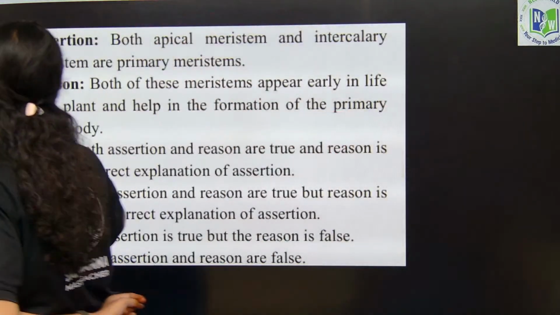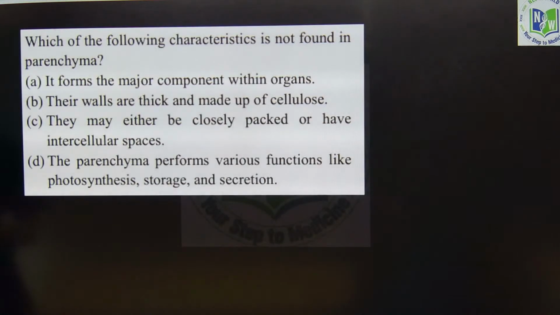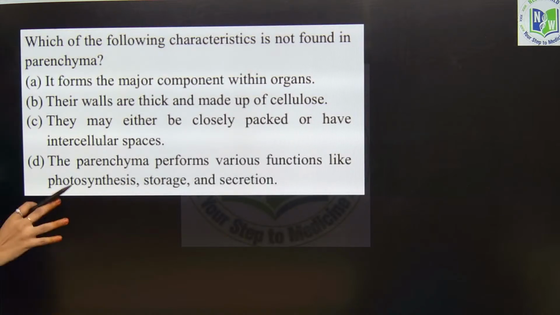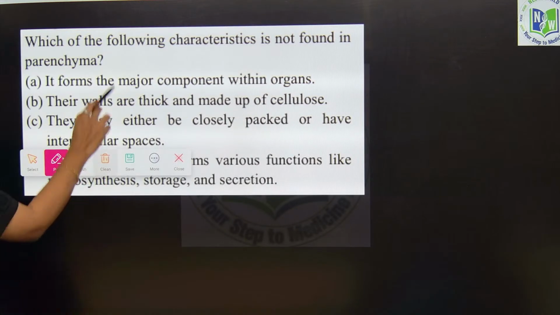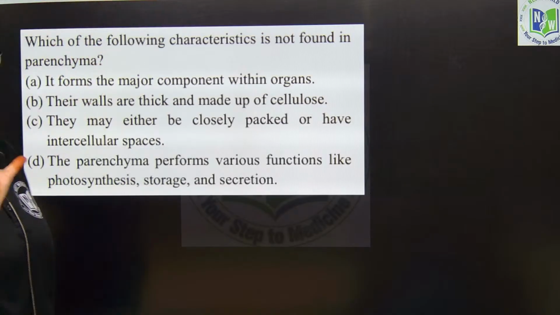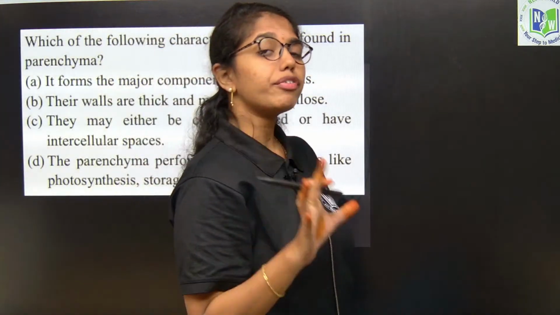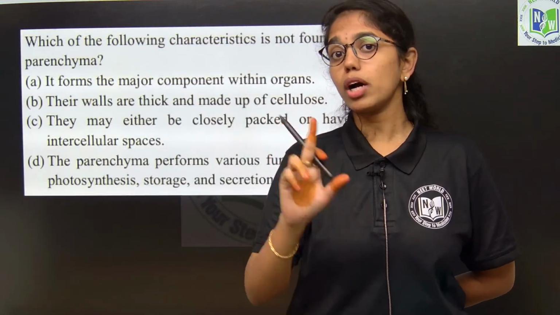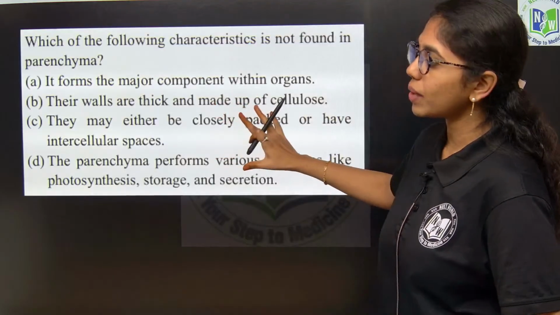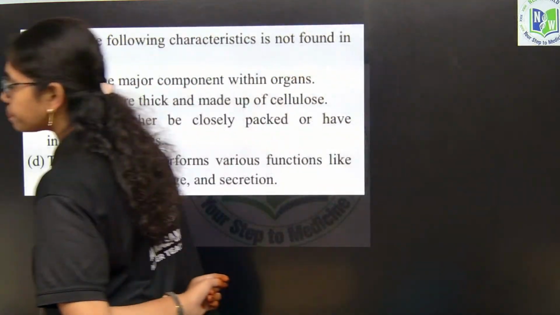Next question, look into it, beta. Here, if you see, which of the following characteristics is not found in parenchyma? What is parenchyma? Parenchyma is a simple permanent tissue. There are a few characteristics which are given for all the simple permanent tissues: parenchyma, collenchyma and sclerenchyma. So, here the question is about parenchyma.